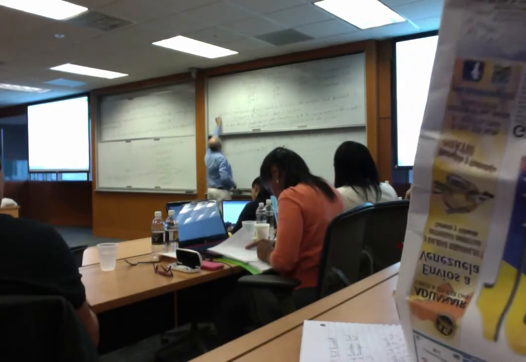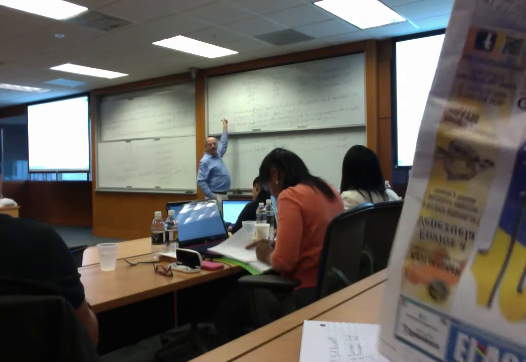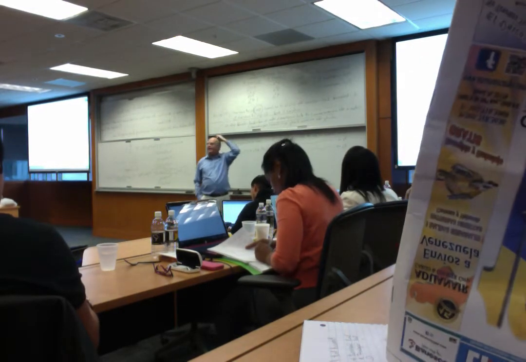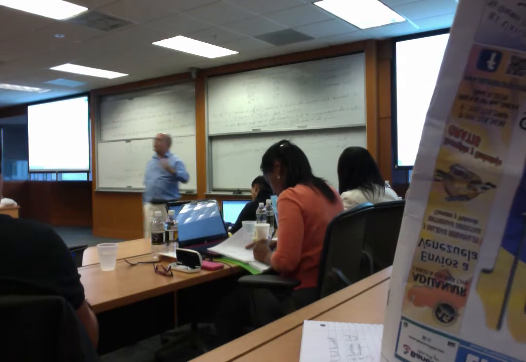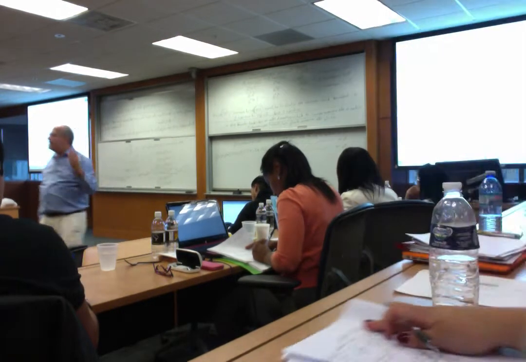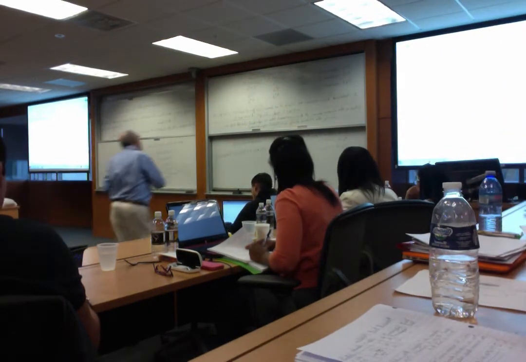So for nutrient 2, look at the key number, 150. So I need 150 grams of nutrient 2. Look at how I'm going to get there.